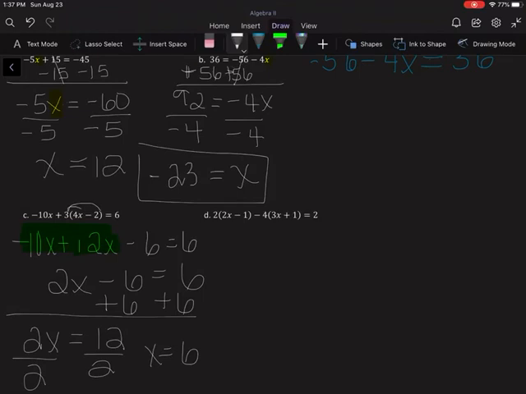All right, next one. Go ahead and try it on your own. In a sense, we're going to distribute first. When you distribute, remember that negative is going to change the signs of the things on the inside.